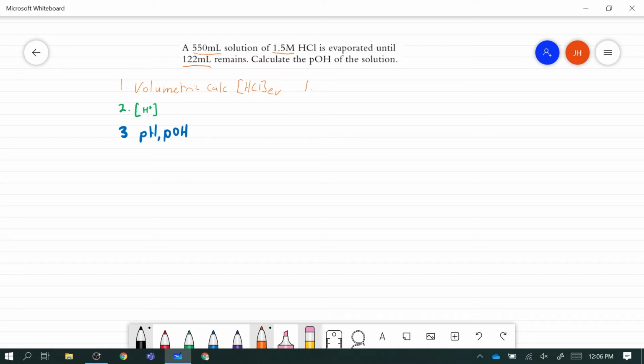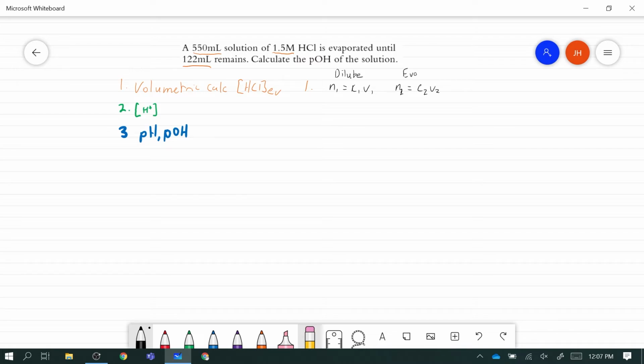So for step number 1, what I'm going to do first is write 2 equations using our C equals n over V formula. So I'm going to write down that n1 is equal to C1 V1. That's just a rearrangement of the equation, and this will represent the dilute version of the solution, or the initial version of the solution. We then have n2, which is also equal to C2 V2, just another rearrangement, and represents the evaporated solution.